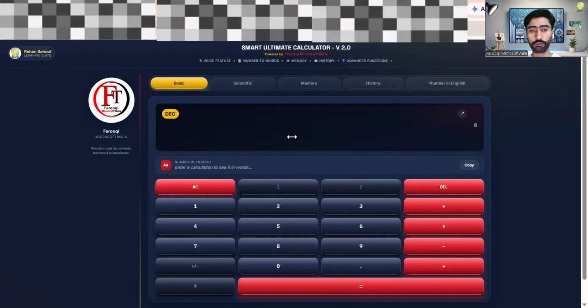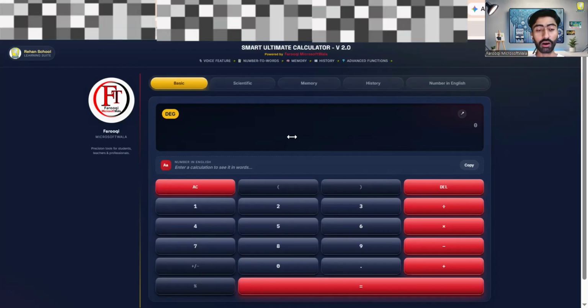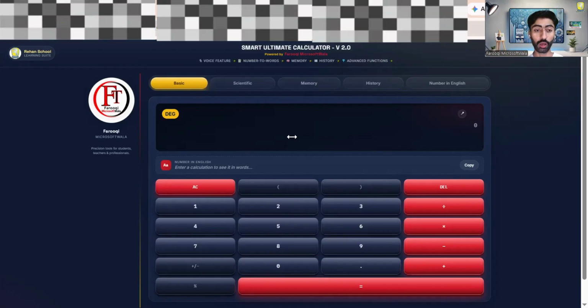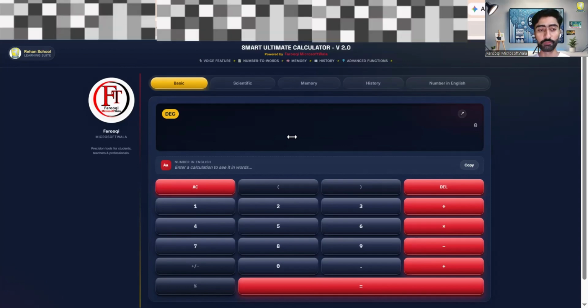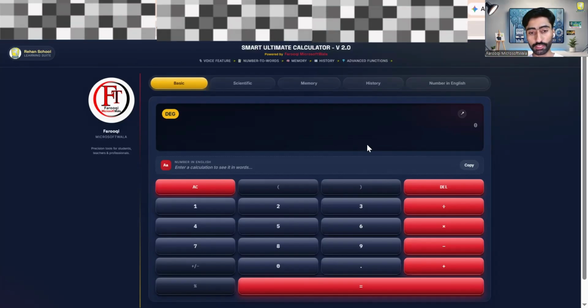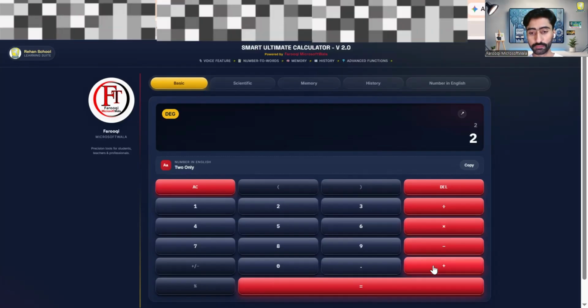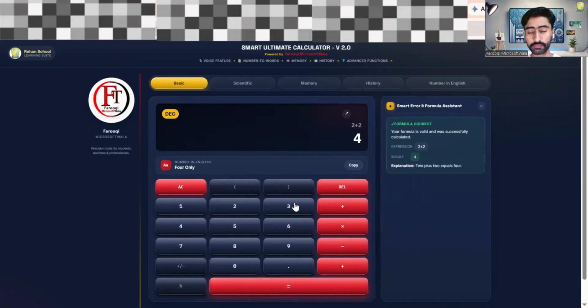The first feature of this Smart Ultimate Calculator version 2.0 is the basic calculator. First, let's start with the basic calculator. The basic mode allows us to perform the four fundamental mathematical operations: addition, subtraction, multiplication, and division. For example, let's perform a simple addition. I will enter 2 plus 2. Then I will click on equals. 2 plus 2 equals 4.